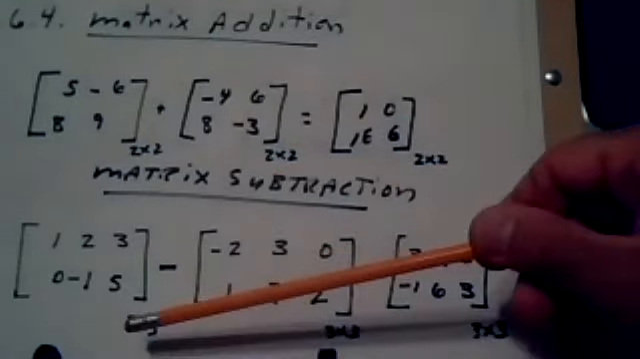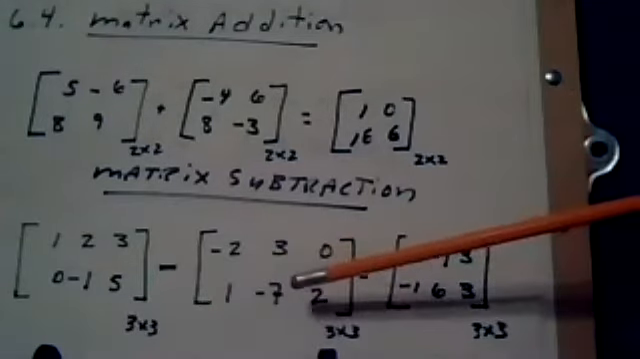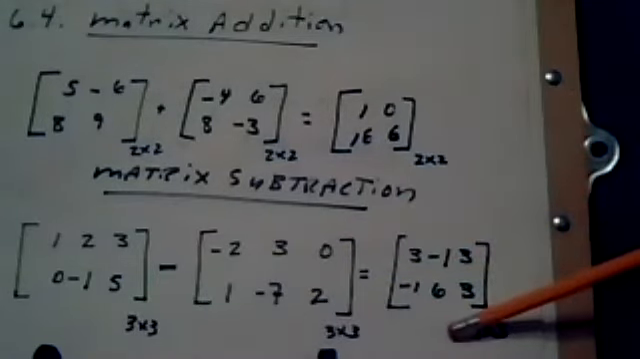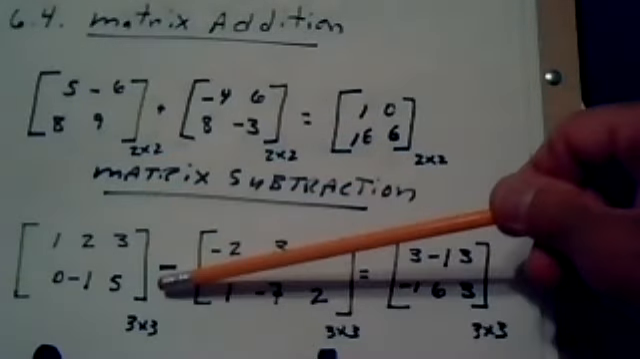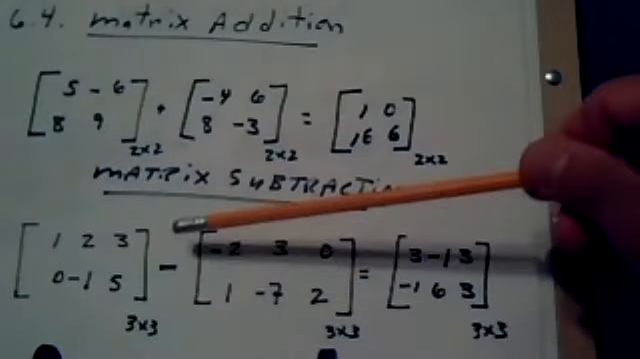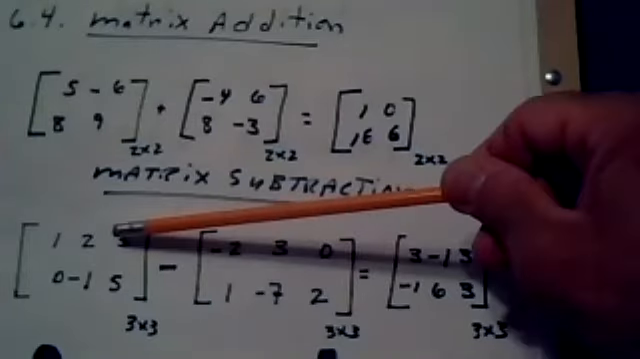It requires that you have the same dimensions. These are called the dimensions. This is a 3 by 3 minus a 3 by 3 will give you a 3 by 3. You subtract matching positions. So it's 1 minus a minus 2, 2 minus 3, 3 minus 0, and so on.